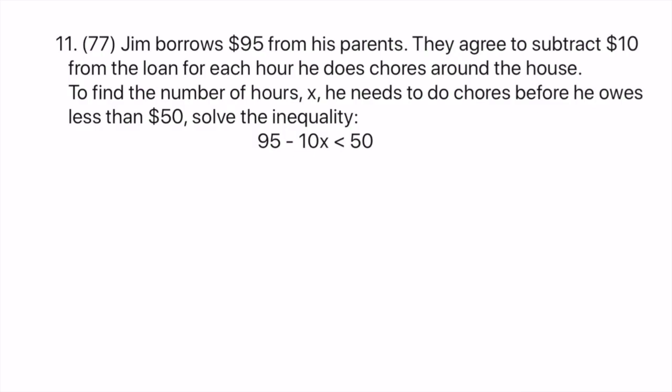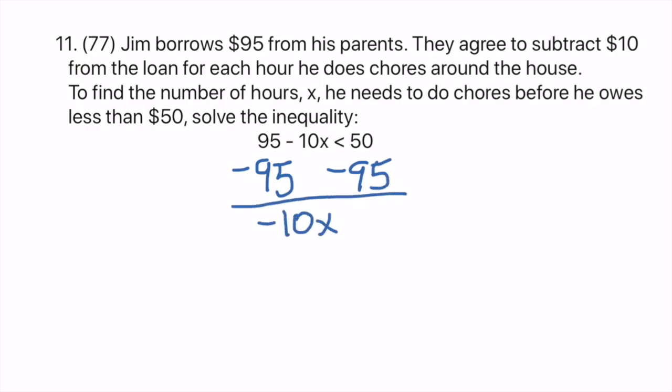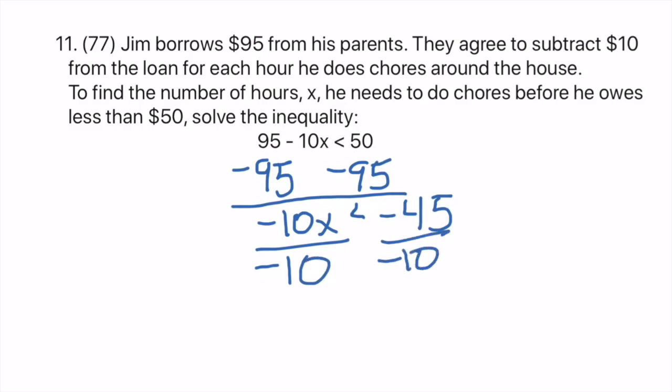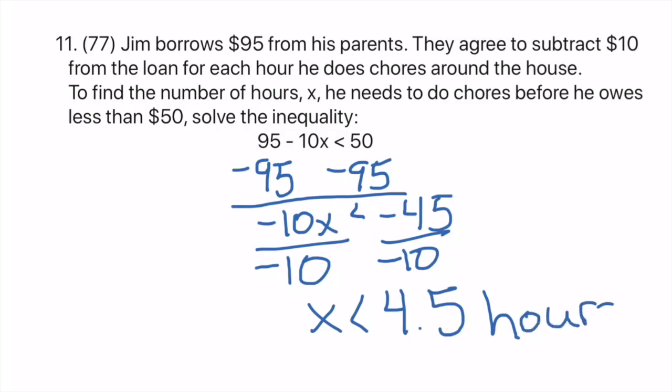So we want to solve for X because that's going to tell us how many hours he needs to work. So we're going to subtract 95, get rid of that on this side. We're left with negative 10x is less than negative 45. And then we divide by negative 10. So we get x is less than, that's going to be a positive 4.5. So he needs to work less than 4.5 hours before he owes less than $50.